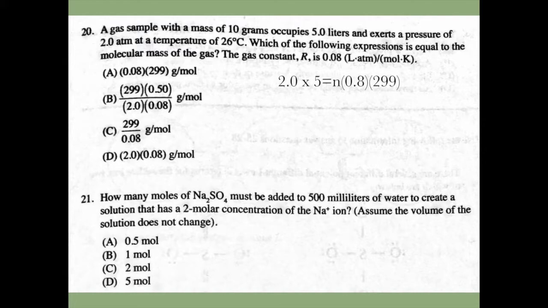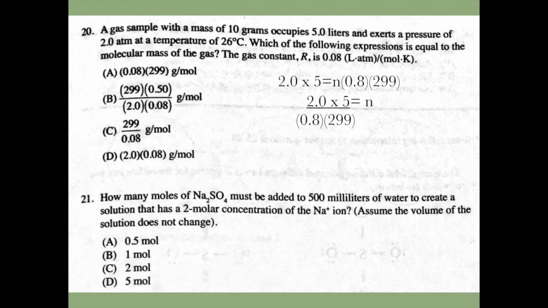I know I have 2 atmospheres. I know that I have a volume of 5. I don't know my n. That's what I'm solving for. And then I'm going to take 26 degrees Celsius, and I'm going to add 273 to it. So n, if I divide by 0.8 and 299, n is going to be this. I'm not going to do any math because they didn't do any math. They left everything set up.